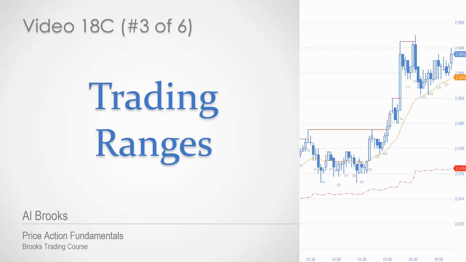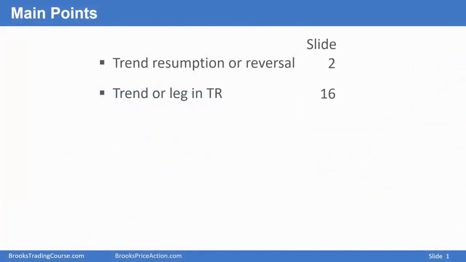This is the third of 6 videos on trading ranges. I'll begin by talking about how trading ranges lead to either trend resumption or trend reversal. And next I'll talk about legs. Are they the start of a trend or are they simply a leg within a trading range?